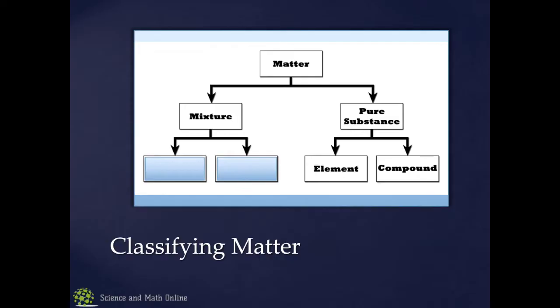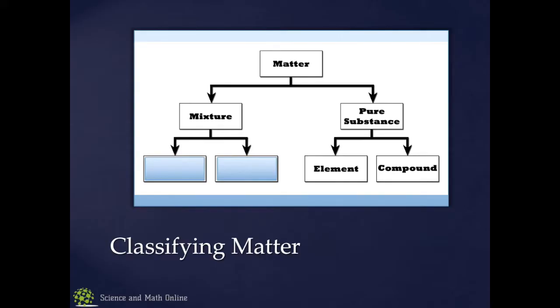A compound is going to be some chemical combination of elements in what we call a fixed ratio. Like water, H2O, 2 hydrogens for every 1 oxygen. Glucose, C6H12O6, 6 carbons, 12 hydrogens, 6 oxygens, chemically bonded together. Okay, so those are your pure substances. You can have a pure pile of sugar. You can have a pure bottle of water.